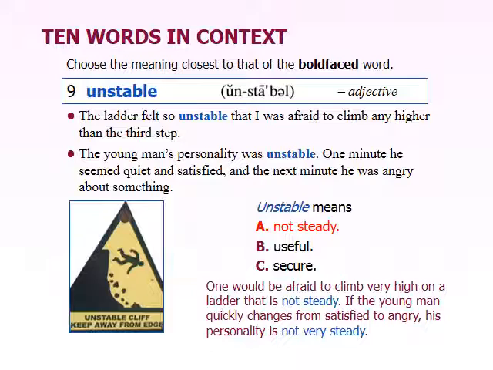Or in this example, the ladder was unstable, meaning that it wasn't steady, that it wasn't strong. But we can also talk about someone's personality being unstable, meaning that it changes in a way that is not easy to predict. You don't know which way it's going to change. So we can think of unstable as something that's prone to change. Prone means likely, something that is likely to change, fall, or give way, meaning break.